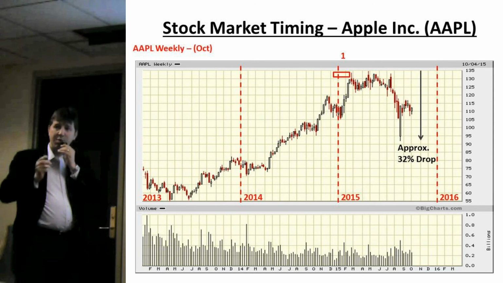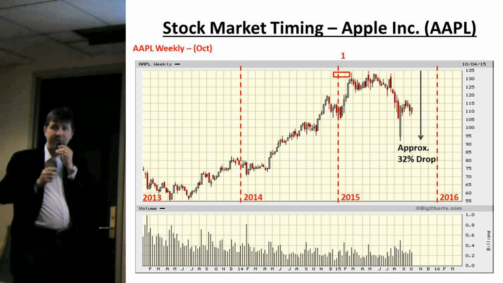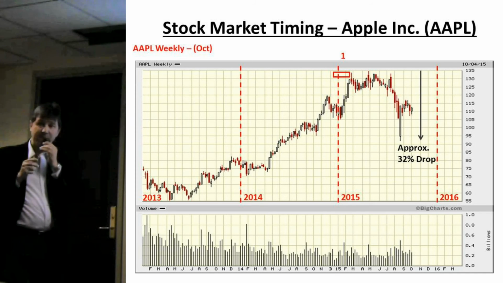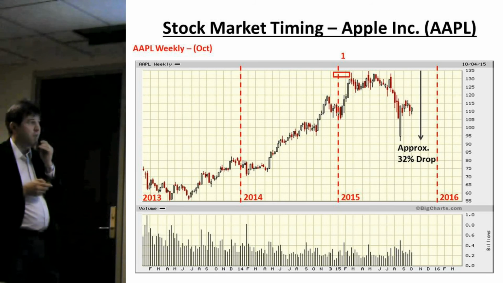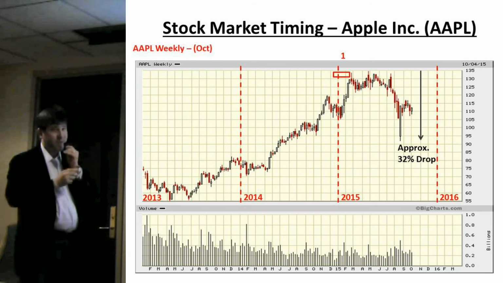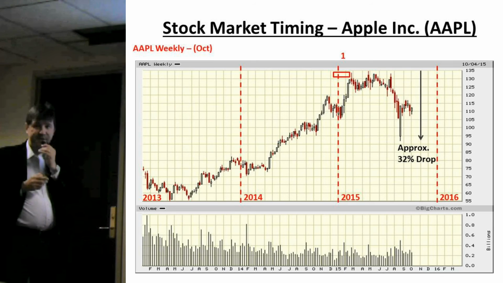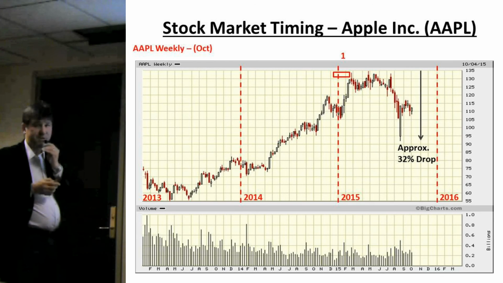With a bubble, you'll always have a crash. If you have a bubble in a stock, or a bubble in an index, or a bubble in a currency, the model will always see a crash following, and that's what we've seen. And I don't think that Apple is fully deflated yet. I think it'll go further down, as will some of the other stocks.